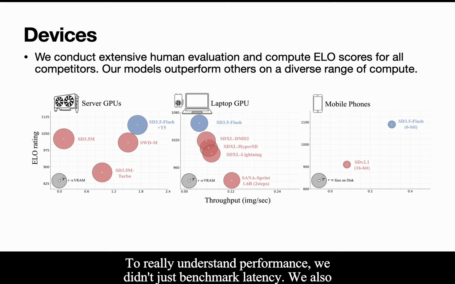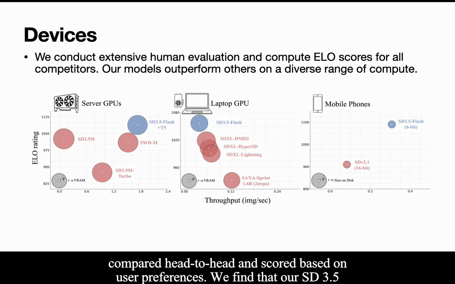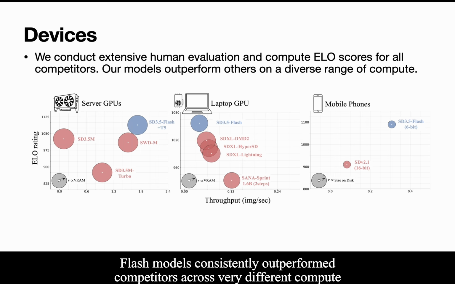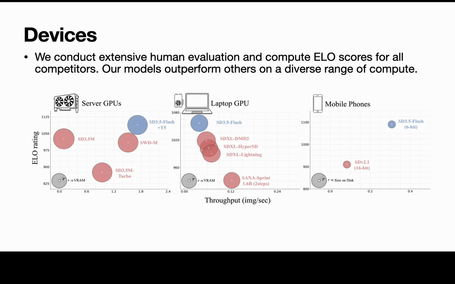To really understand performance, we didn't just benchmark latency, we also conducted extensive human evaluation. We used an Elo rating system where models are compared head-to-head and scored based on user preferences. We find that our SD3.5-Flash models consistently outperform competitors across very different compute settings, from large server GPUs to laptops and even down to mobile phones.